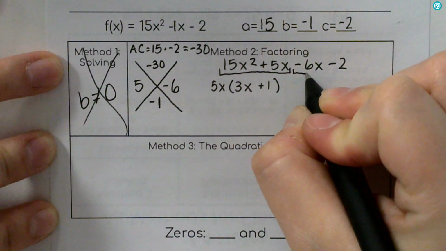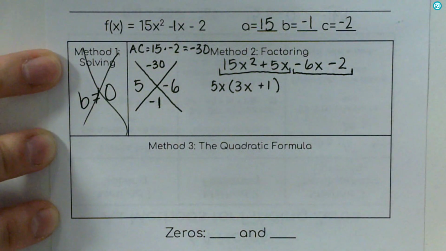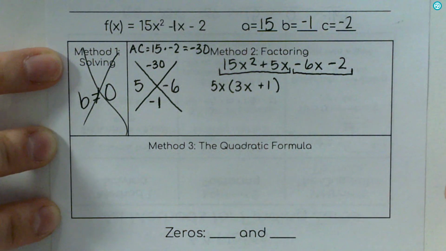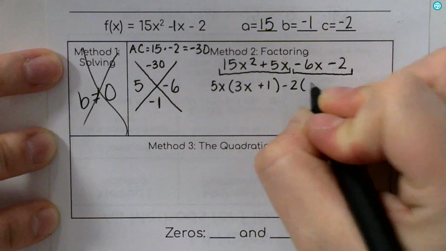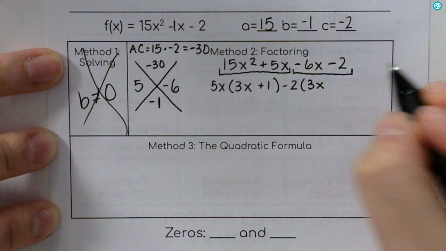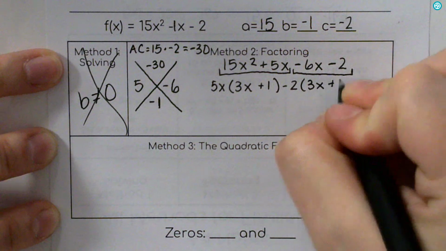Negative 6x minus 2, what can I divide both of those by? Negative 2, because then I'll leave behind positives. So negative 6x divided by negative 2, positive 3x. Negative 2 divided by negative 2, positive 1.